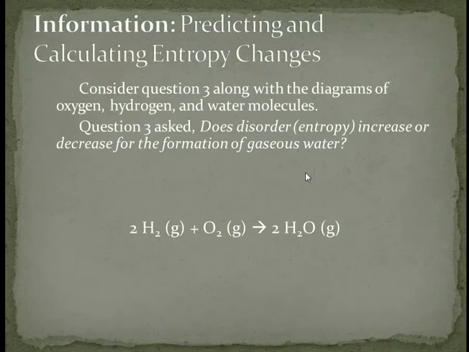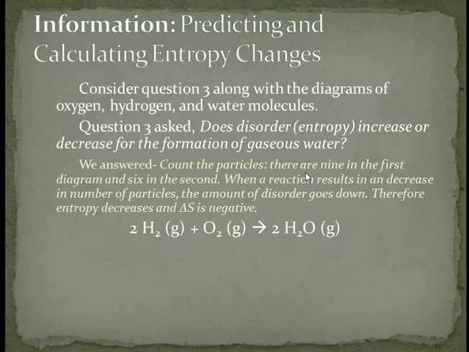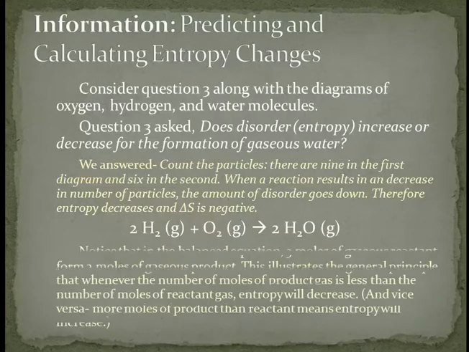Predicting and calculating entropy changes. Consider this question along with a diagram of oxygen, hydrogen, and water molecules. Question 3 asks, does disorder increase or decrease for the formation of gaseous water, as we see in this reaction here? If you remember this question, it had the diagram with the H2 and O2 molecules on the left and the water molecules on the right, and we answered that since the number of particles goes down, the amount of disorder goes down.